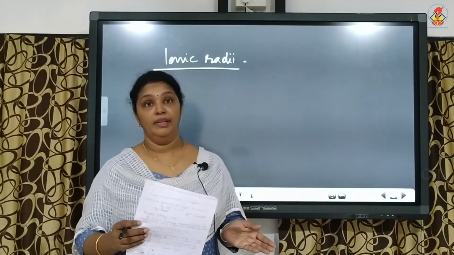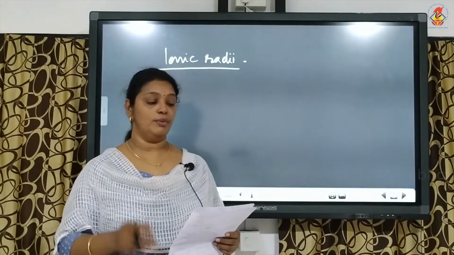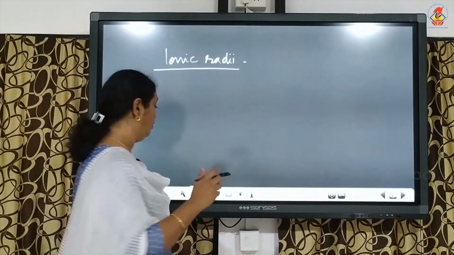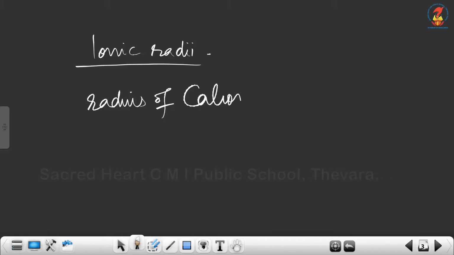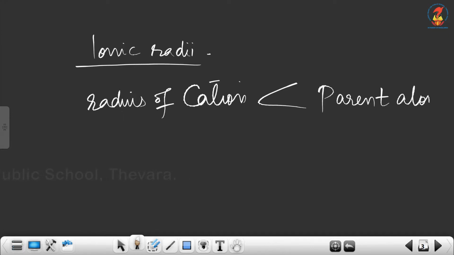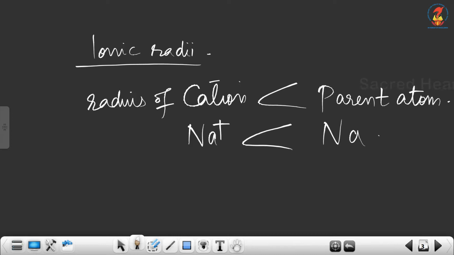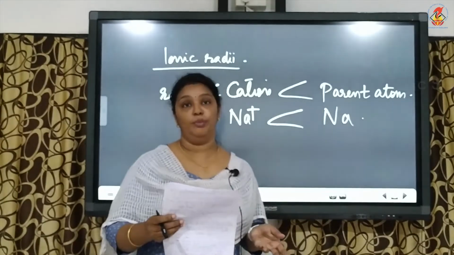We are going to compare. So we will study this as a question. The first question is the radius of cation. Radius of cation is always smaller than its parent atom. I will give you an example. The radius of Na plus, sodium ion, is smaller than, who is the parent atom of sodium ion? Sodium atom. Why? Now you know that cation means it is formed by losing one or more electron.